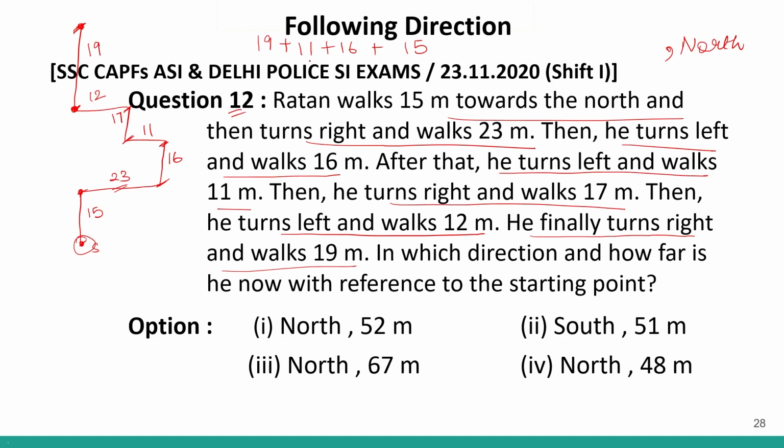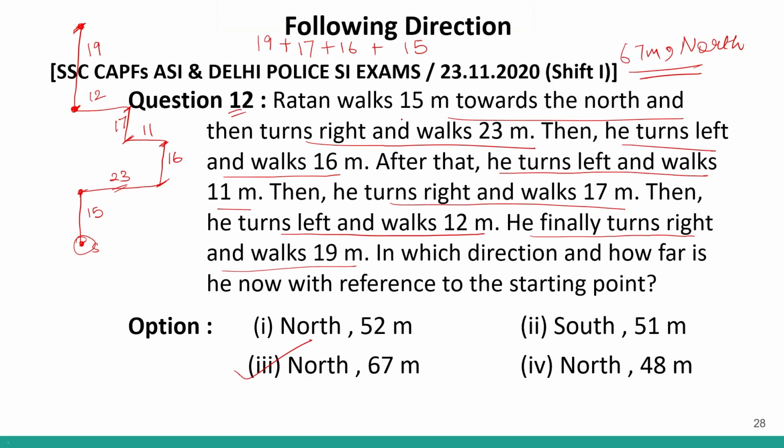This is 20, 30, 40, 50 and 61. This is 19. This distance is 17. This is 17. So 19 plus 17 plus 16 plus 15. This would be equal to 67. So our answer will be option number 3, 67 meters towards the north.